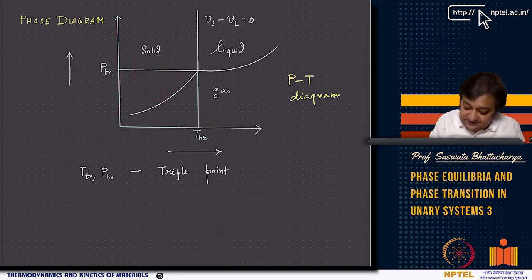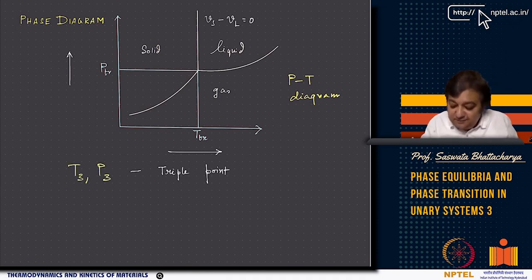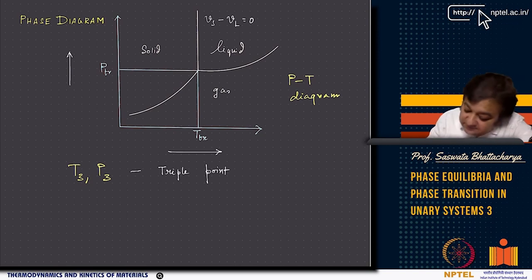So the triple point is sometimes written as T_TR, P_TR, or, for example, T3 and P3. This triple point for a unary system basically means that point, and you can call this T3 and this P3.